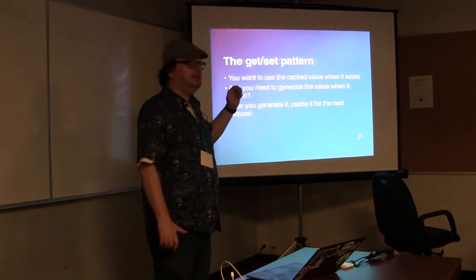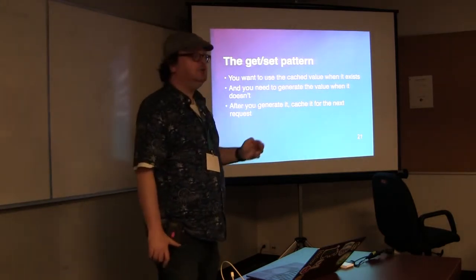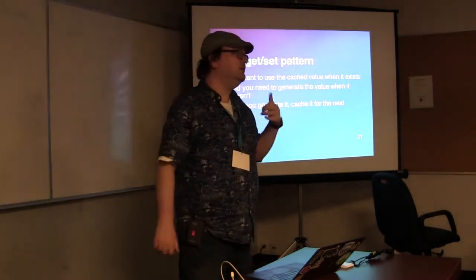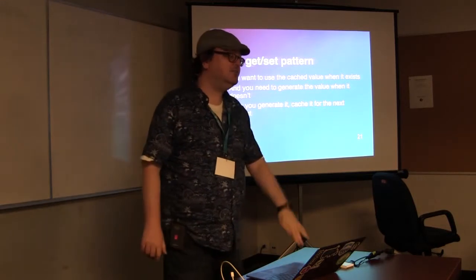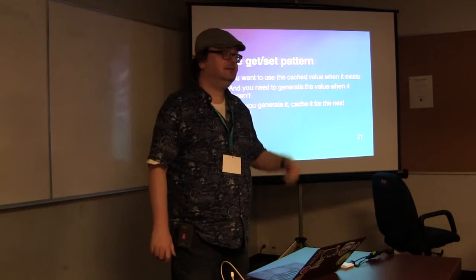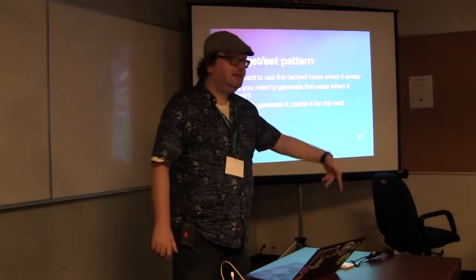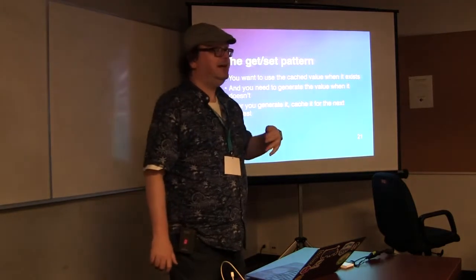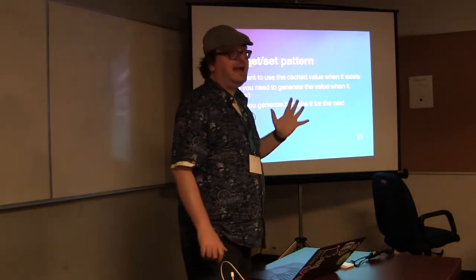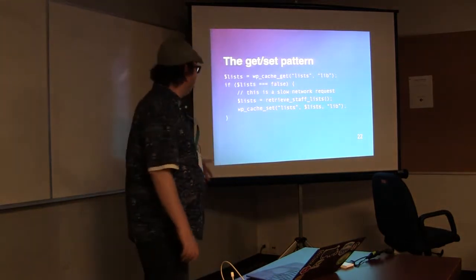And we use all of these in what is called the get-set pattern. What you want to do is first, when you want to look up something, check if it's already in the cache. If it is, use it. If it's not, calculate it, then set it in the cache, then use that value. And that way, it will be in cache for the next request. It looks something like this.